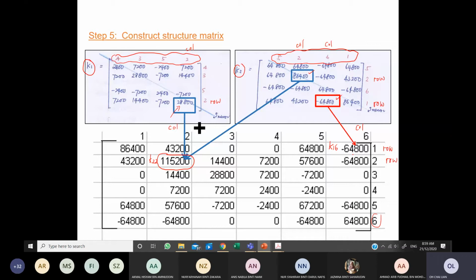To make sure you understand, can I have you find what K55 is? Can you try? I give you 2 minutes to try whether you can get K55. For those who are very fast, you may try several more.